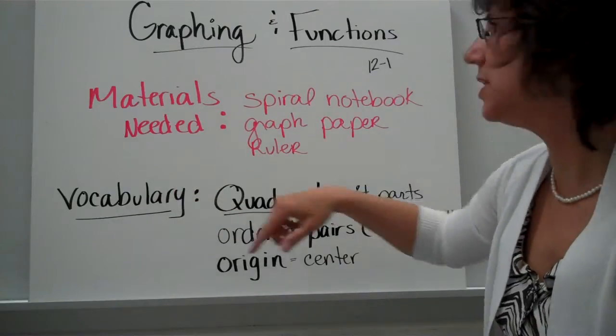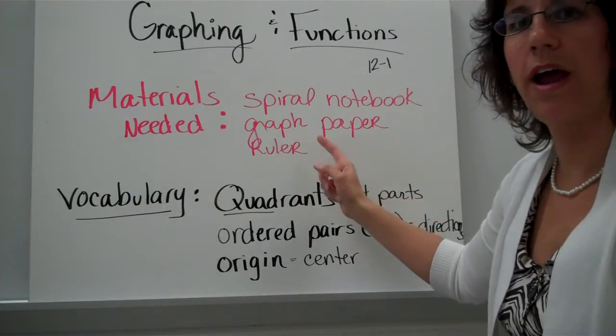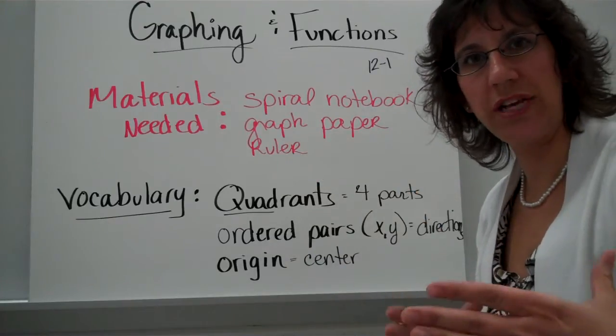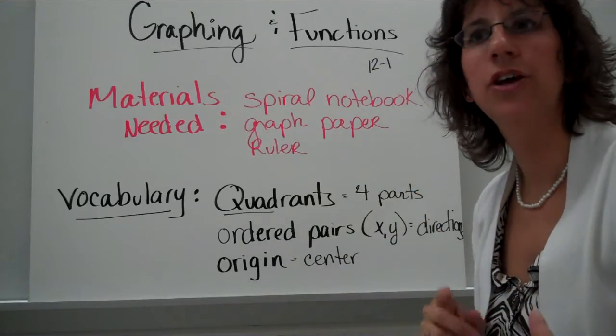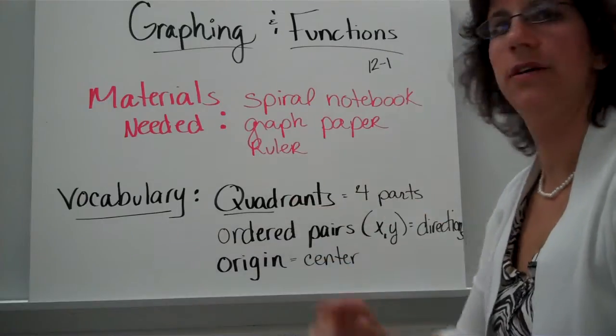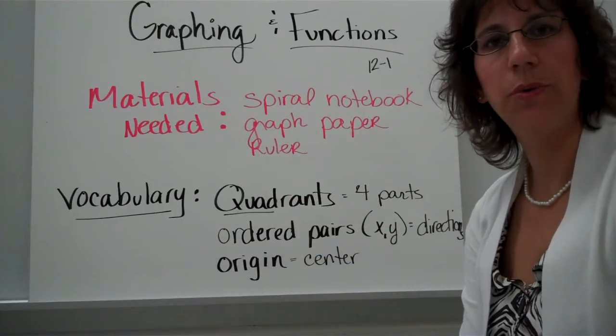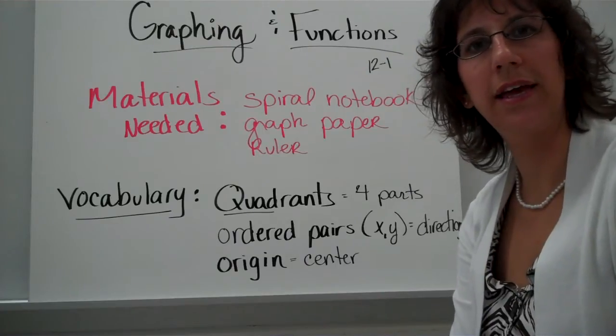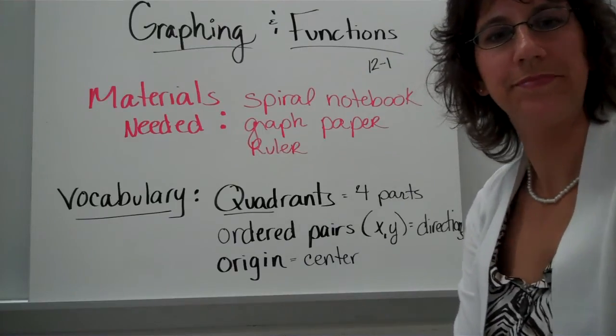Notice the materials you're going to need: your spiral notebook, some graph paper, which I gave you a copy of the sheet that has all the little coordinate planes on that. You're going to need that, and it'd be great if you could have a ruler. So why don't you go ahead and pause the video and get those materials, and then come on back and let's continue on.